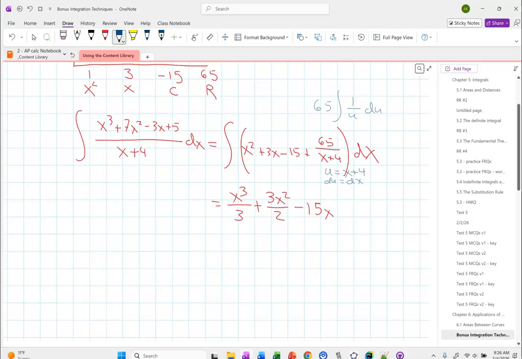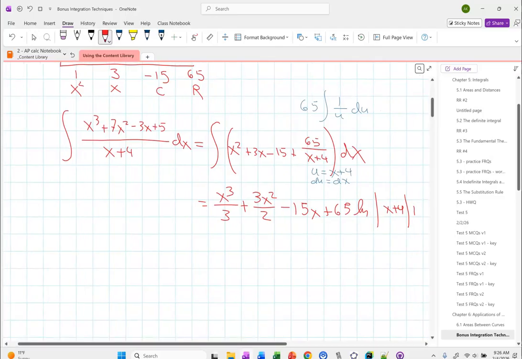What's the integral of 1 over u? You guys all memorized that. Natural log absolute value u, right? So we have plus 65 natural log absolute value, and then I'll put my value for u back in, plus c.